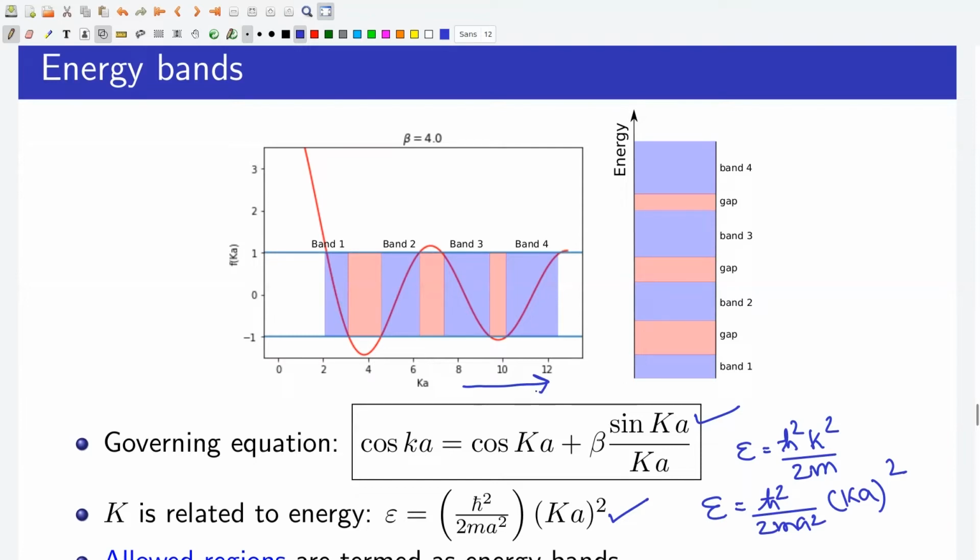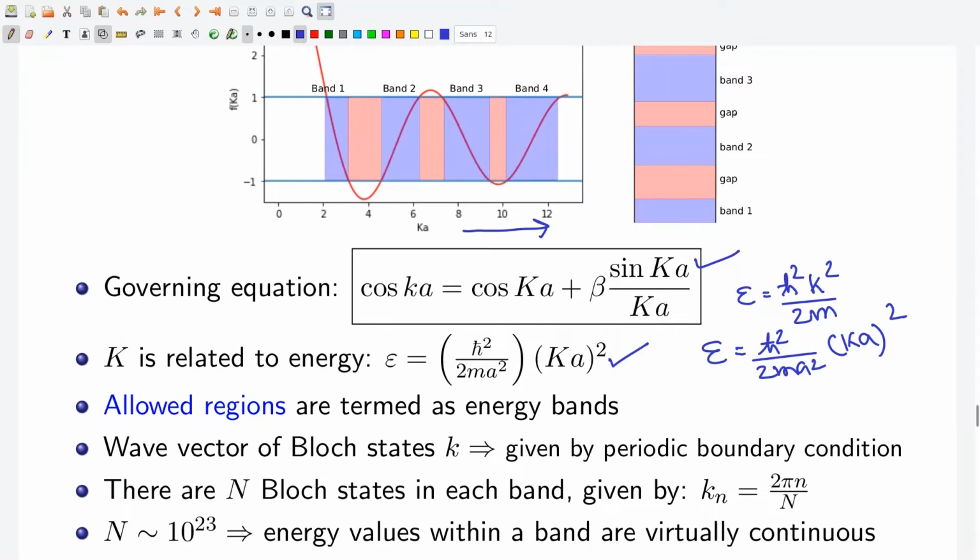If we plot energy along the vertical axis, then this is what we get. The allowed regions shaded in blue are termed as energy bands.